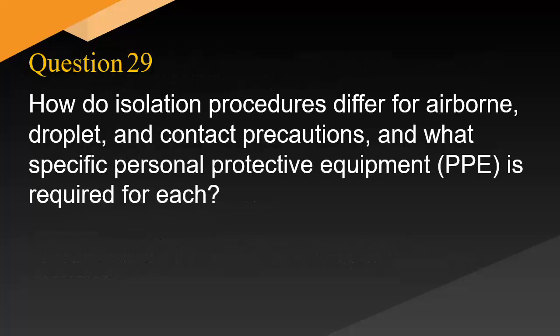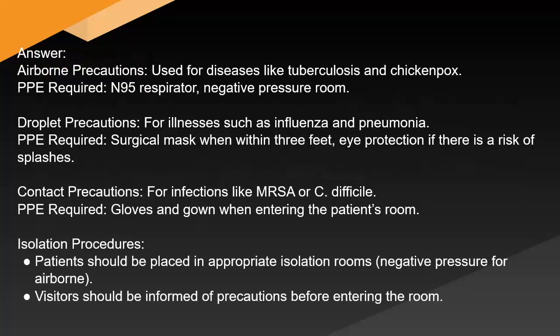How do isolation procedures differ for airborne, droplet, and contact precautions, and what specific personal protective equipment (PPE) is required for each? Answer: airborne precautions used for diseases like tuberculosis and chickenpox. PPE required: N95 respirator, negative pressure room. Droplet precautions for illnesses such as influenza and pneumonia. PPE required: surgical mask when within 3 feet, eye protection if there is a risk of splashes.